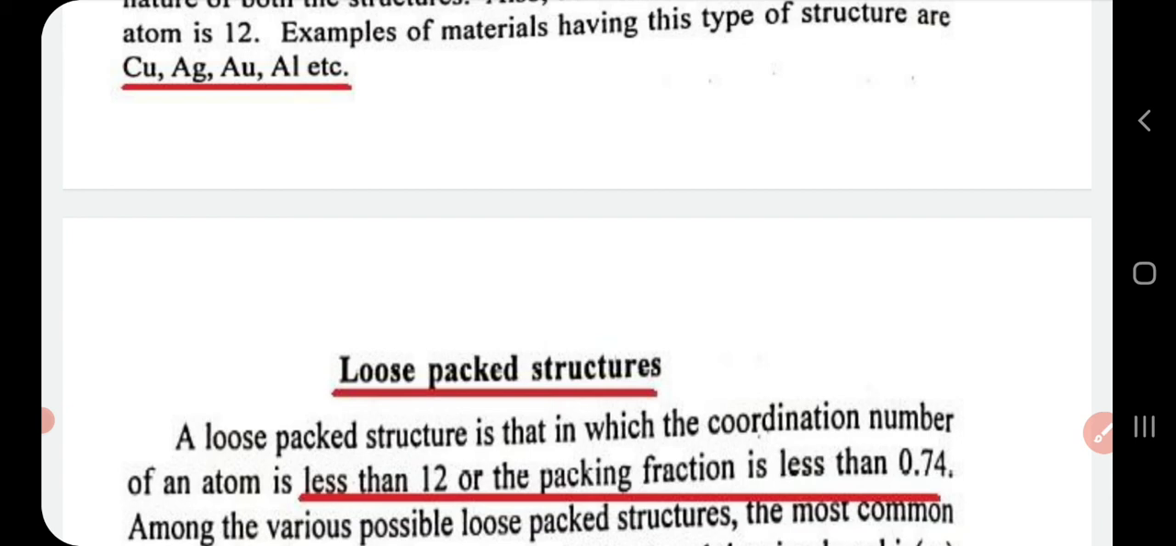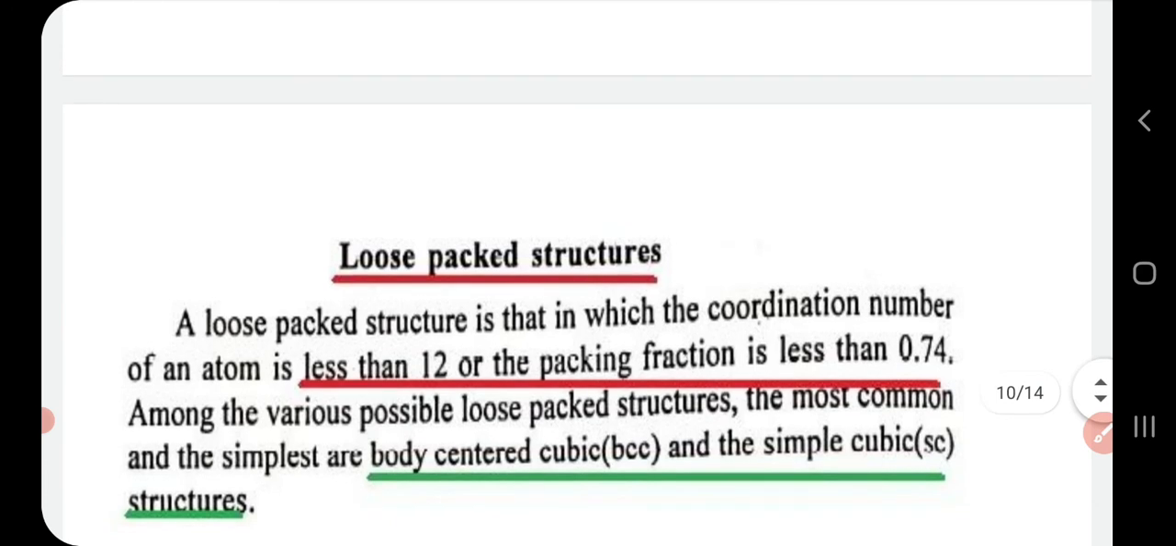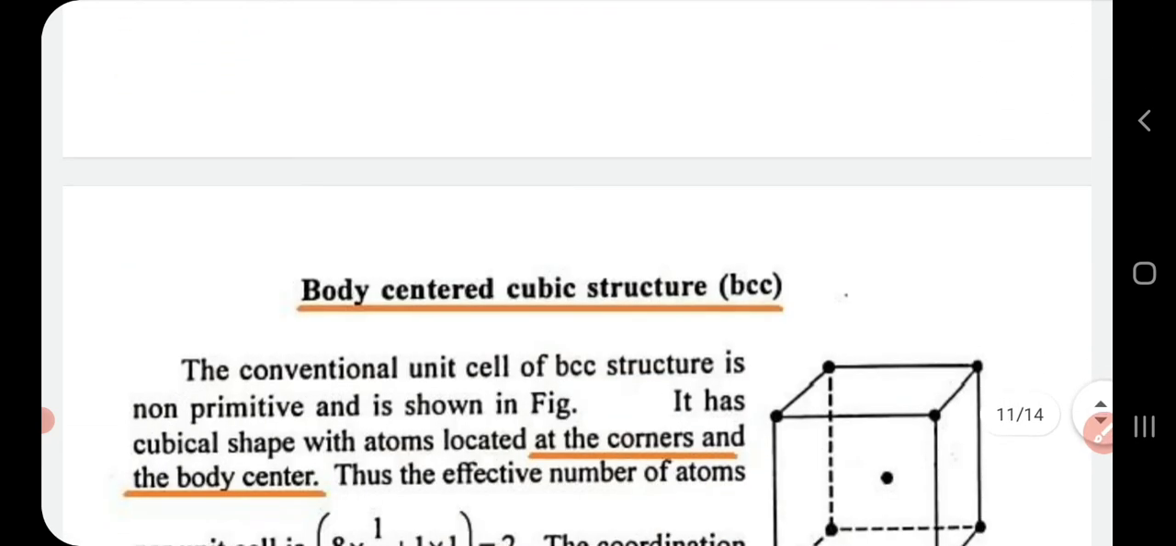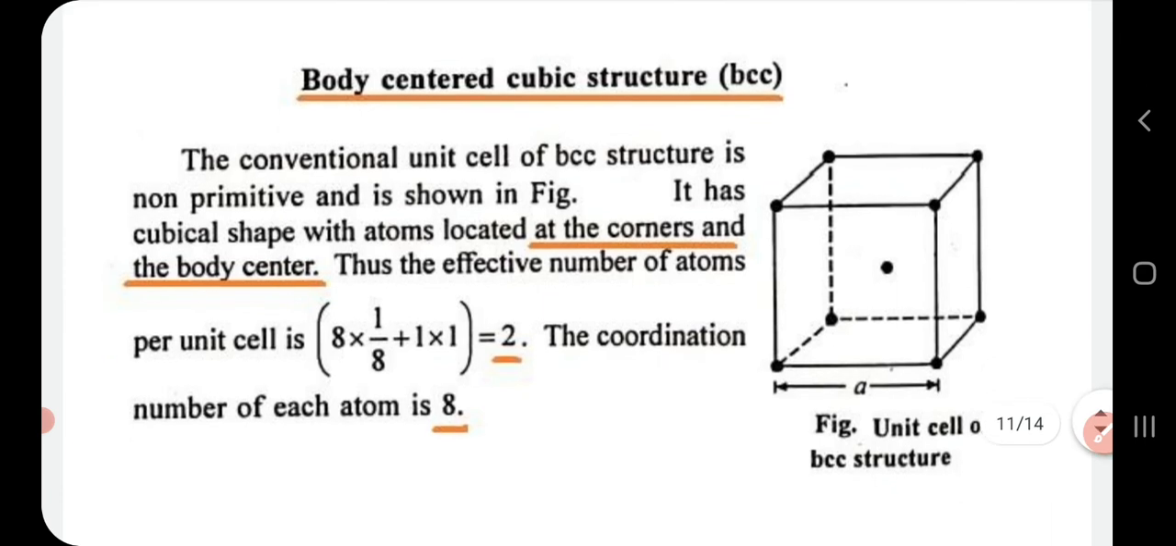It is broadly classified into two, which are the BCC, body-centered cubic, and simple cubic, SC. Here coordination number is less than 12 and packing fraction is less than 0.74. So let us begin with BCC, body centered cubic. Here, as the name suggests, the shape of unit cell is body centered cubic. Atoms are located at the corner as well as at the body center. So you can draw this figure.